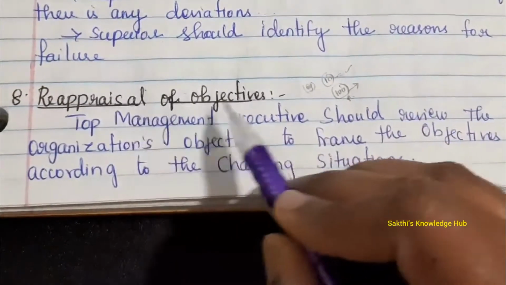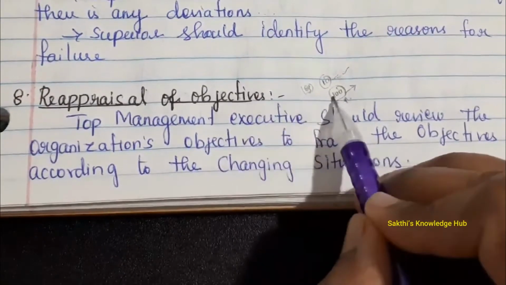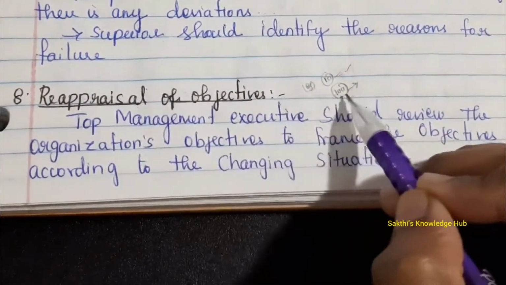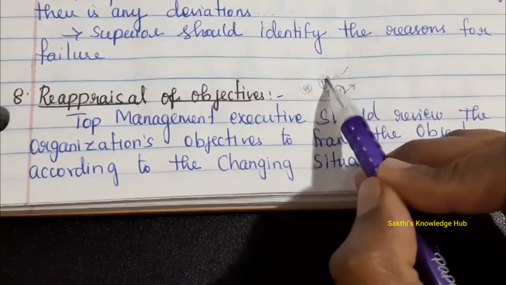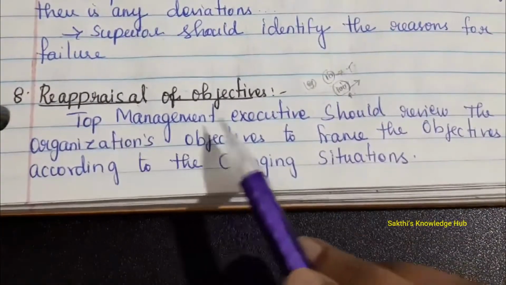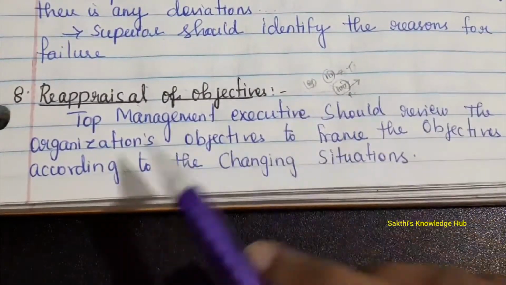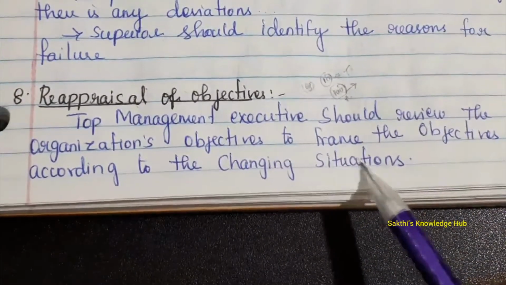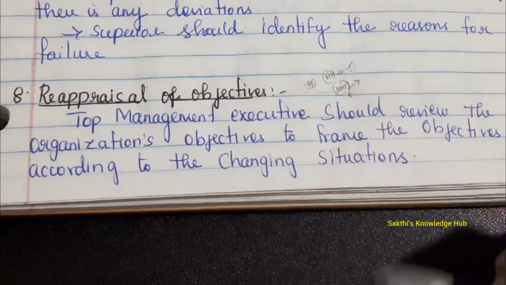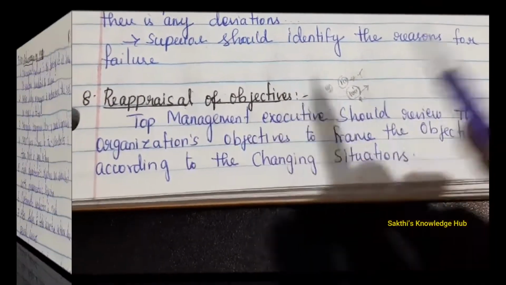So they have to reappraise the objective, where the mistake happened, where is the problem. The objective itself is wrong. So they have to reconsider the objective. Instead of having 100, it is good to fix 10 as a standard for one day's performance, like that. Top management executives should review the organizational objective to frame the objective according to the changing situation. So depending on the situation or the availability of resources and everything, and also based on the result, they have to reappraise the objective.